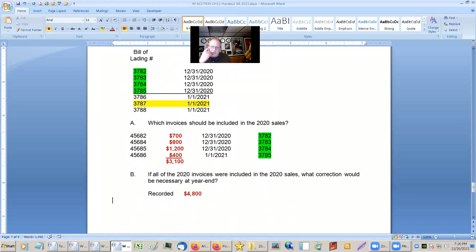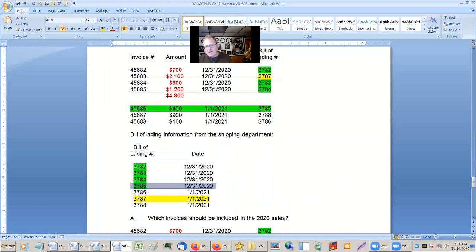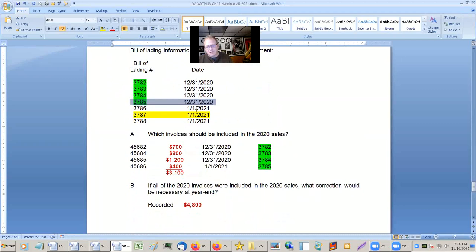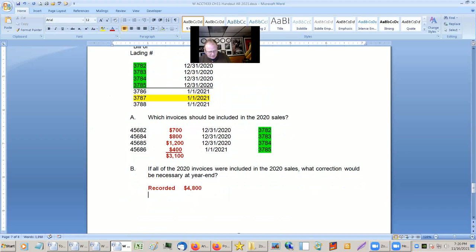And by the way, this is one of the things that you do when you go to an audit: you're going to find a cutoff for sales. And this is also for accounts receivable. Because remember, if this stuff wasn't shipped out, they don't owe us $2,100 at year end. So the recorded amount was this. The corrected amount, and so the difference is 1,700.